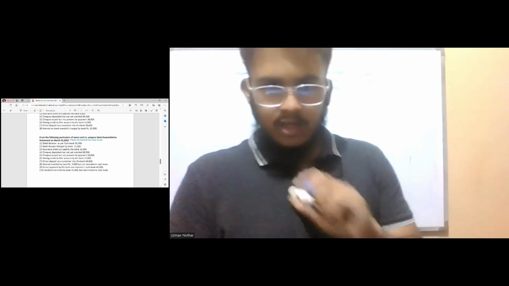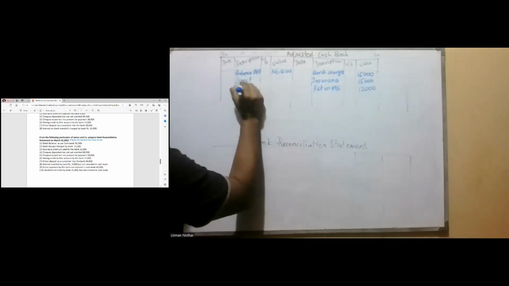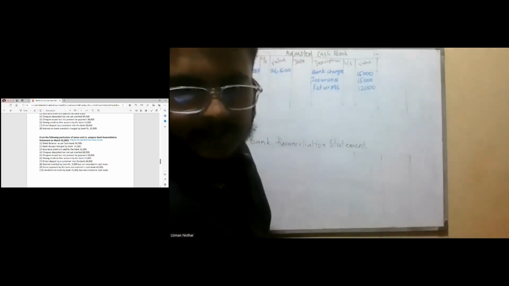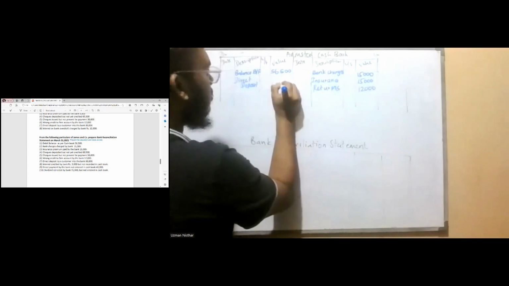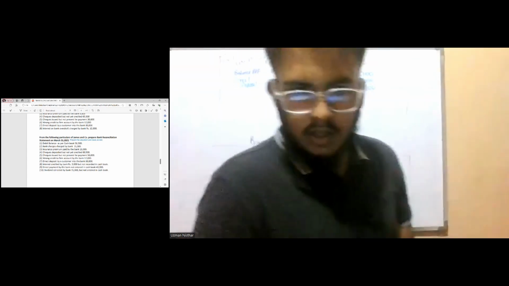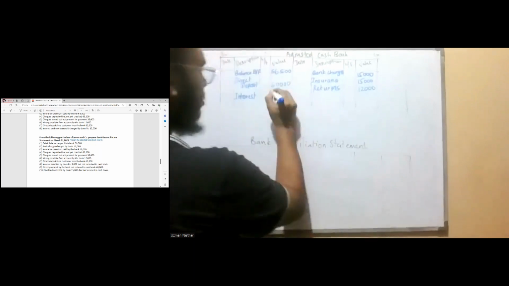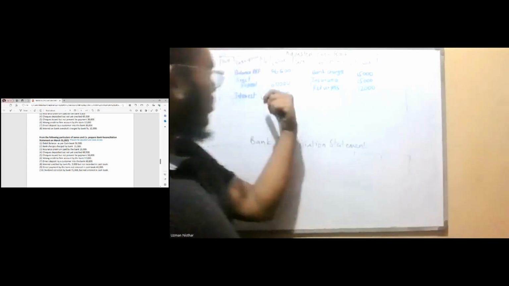And then direct deposit by a customer. Direct deposit, 60,000. And the interest credited by the bank. So interest, we have received an interest. Interest 3,000, but not recorded in the cash book. So we should record it in the cash book.